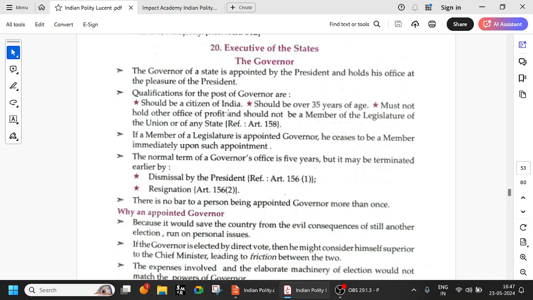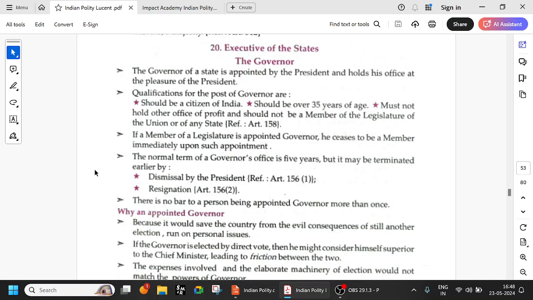He must not hold any other office of profit and should not be a member of the legislature of the union or any state. So just like the president, he should not be an MP. The president is a part of the parliament, but is not a member of the parliament. Similarly, the governor should not be an MLA. Many commissions like the Sarkaria Commission have opined that the governor should preferably be someone from outside the state, not someone belonging to the particular state.